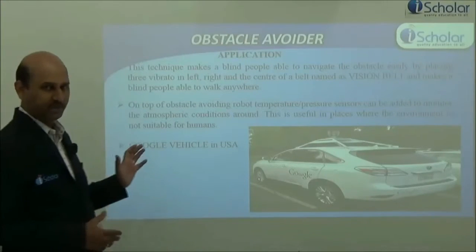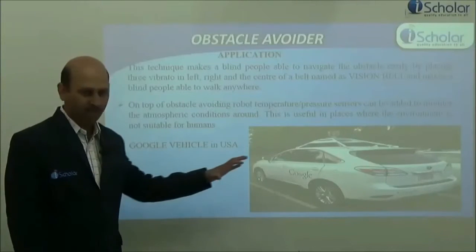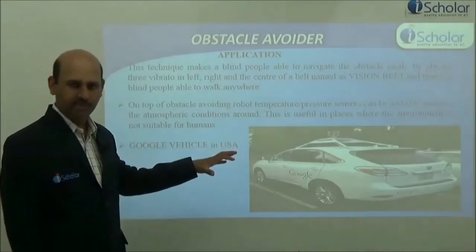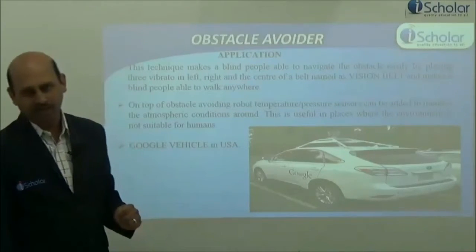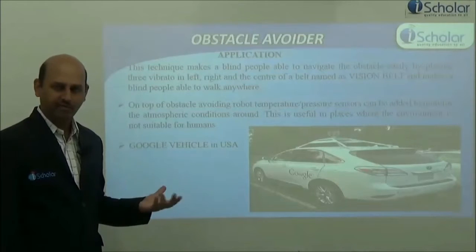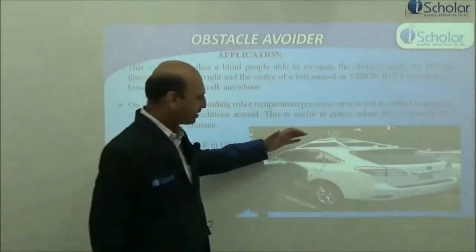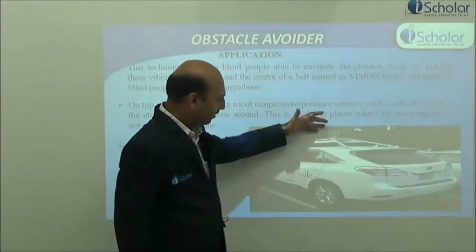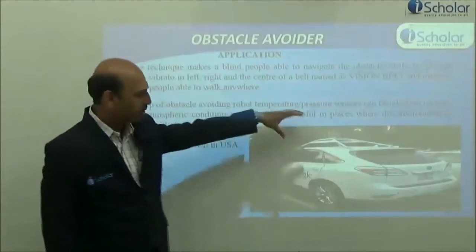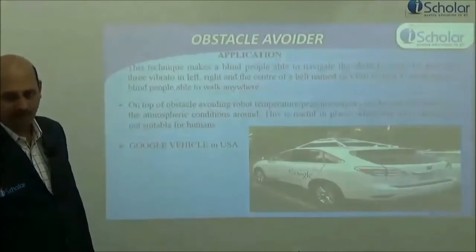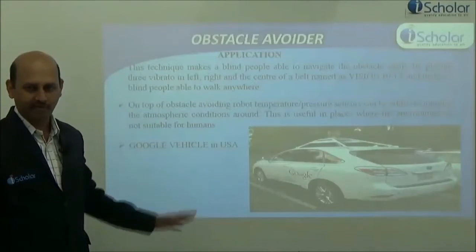And one more major application of obstacle avoider is the Google vehicle. Google vehicle is nothing but some vehicles implemented in the US by major companies like Lexus, Audi and all. They have given some of their cars for R&D purposes to implement this obstacle avoider, where cameras are placed on all the corners and top of this unmanned vehicle. There will not be any driver for this vehicle.